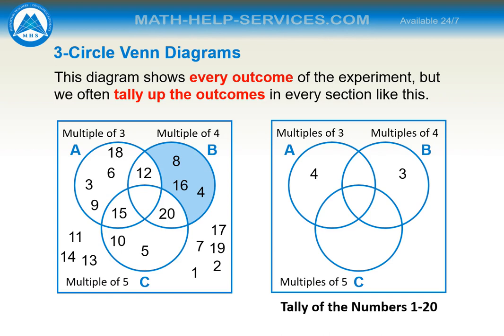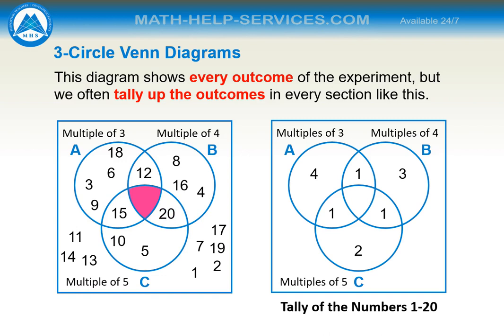Likewise, the numbers that are just in B and nothing else will go here. The amount of numbers that are just in C and nothing else will go here. The intersection between A and C will go here. The amount of the intersection between A and B will go here. The tally for the intersection between B and C will go here.